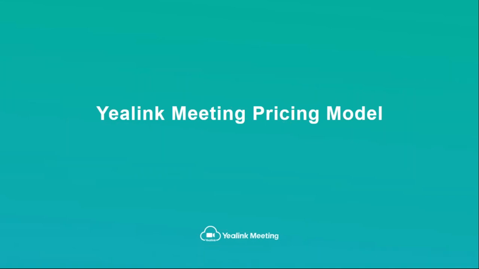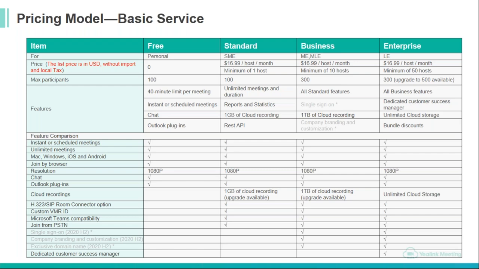So next, what's the Yealink Meeting pricing model? This is the basic user service. We have four packages from the free one to the paid ones. Free users can enjoy 40-minute meetings with up to 100 participants. While the standard package can have unlimited meetings with 100 participants as well as 1 GB cloud recording, and some features like H.323 and Zoom connection option, custom VMR ID and Teams compatibility, and PSTN.